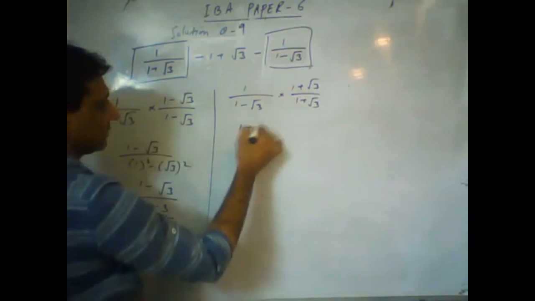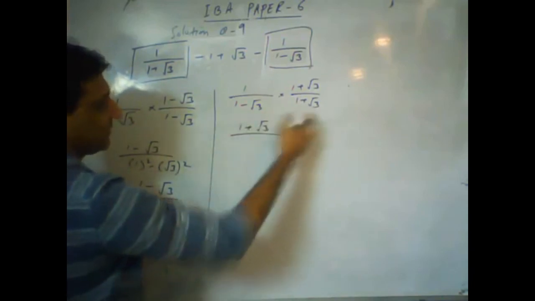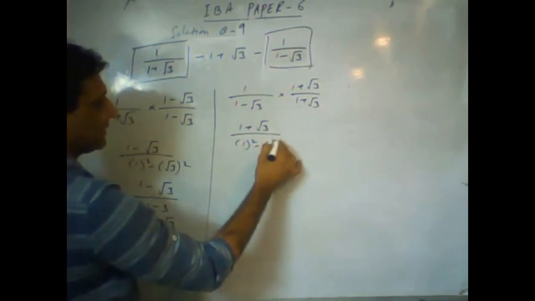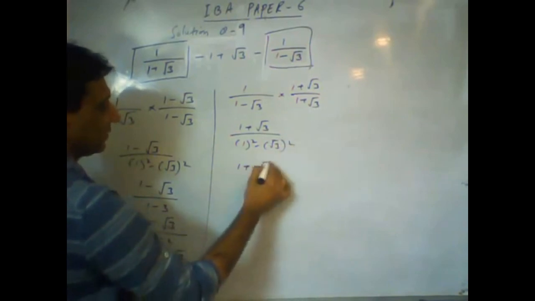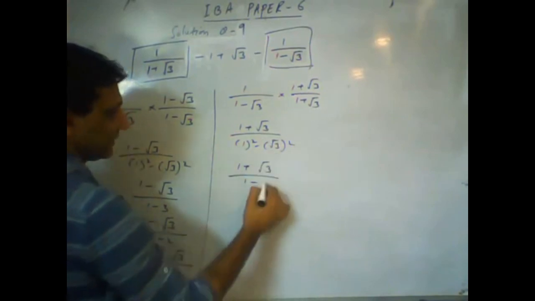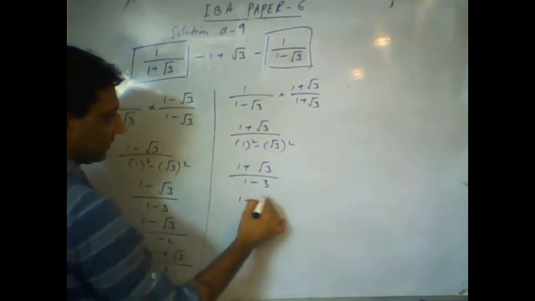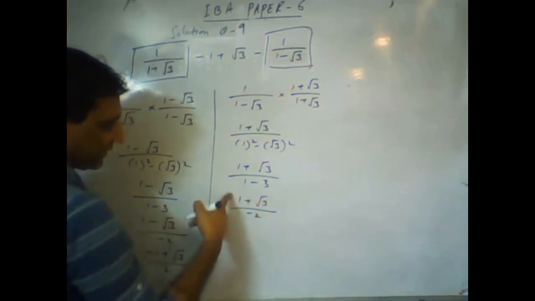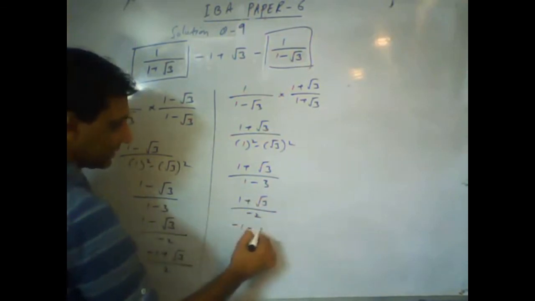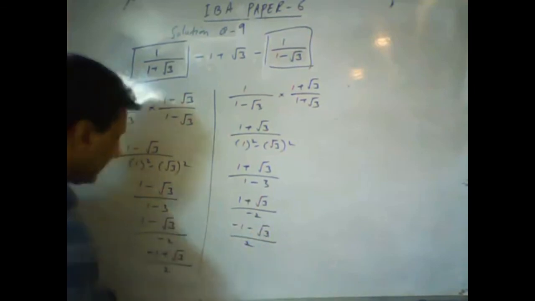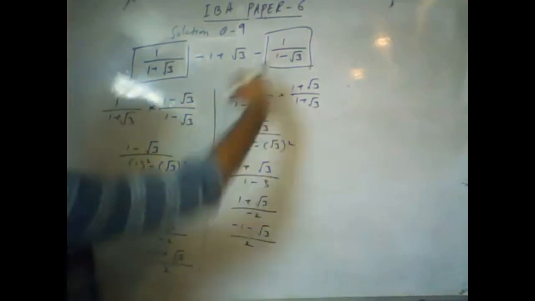So this is 1 plus root 3, this is a minus b, a plus b, a square minus b square. 1 plus root 3 over 1 minus 3, this is minus 2. 1 plus root 3 upon minus 2. So you can take this minus here, minus 1 minus under root 3 over 2. Okay, so now this is equal to this and this is equal to this.